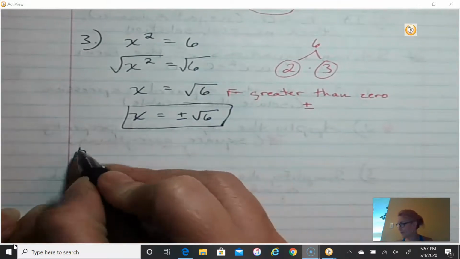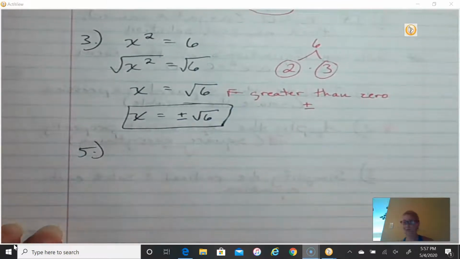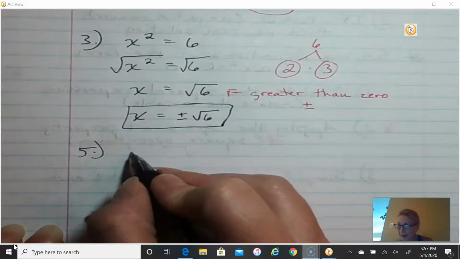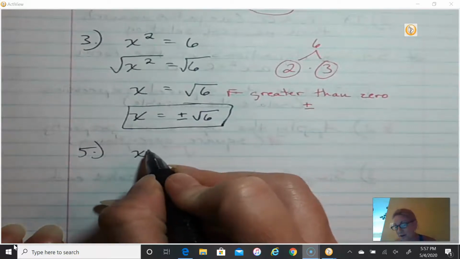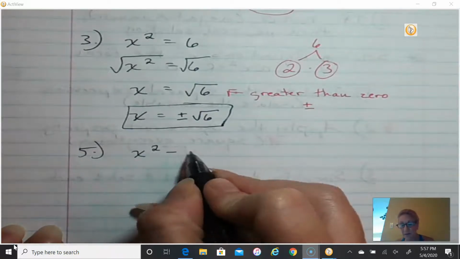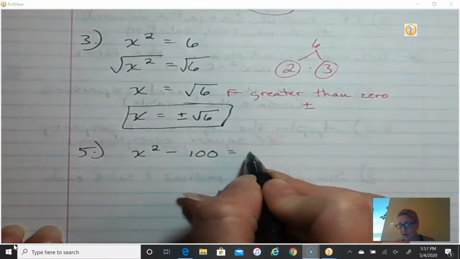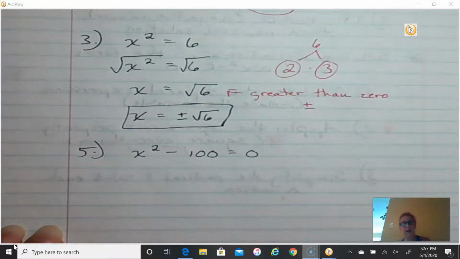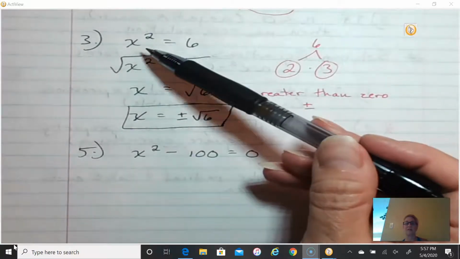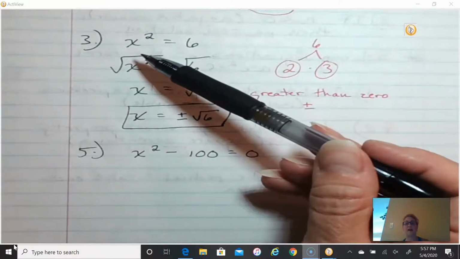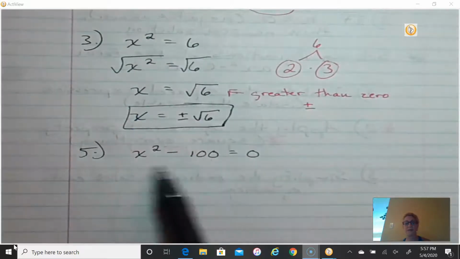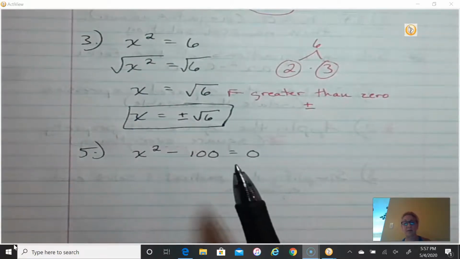Okay, 5. I'll hurry. Okay, I'm lying, I'm not going to hurry. X squared minus 100 equals 0. Okay, now this one's taking it a little bit further. The squared variable was already isolated. This time it's not. So we need to isolate the variable.